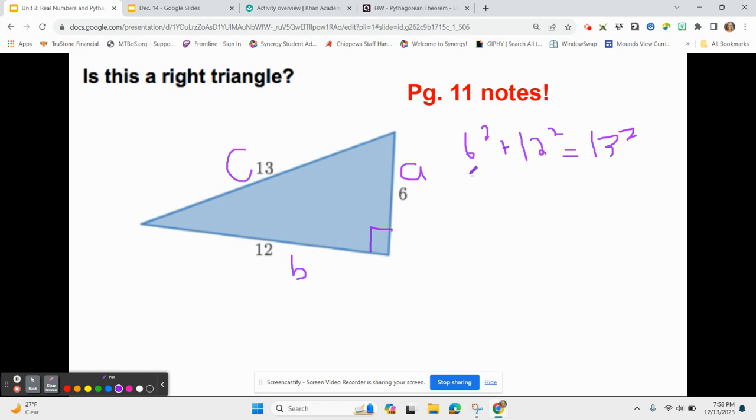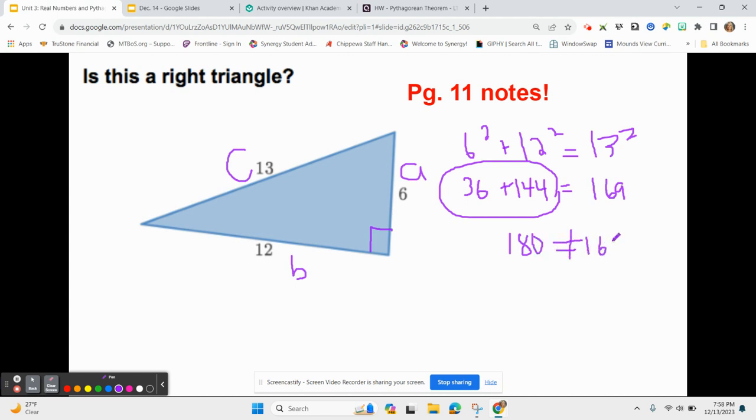I've got to use my squares to check this out. 36 plus 144. Does that equal 169? Well, if I look over here, 144 plus 36 gives me what? 180? That is not the same as 169. So this is not a right triangle. When you're checking, you just have to make sure that the Pythagorean theorem works. Here, it does not, therefore it is not a right triangle.